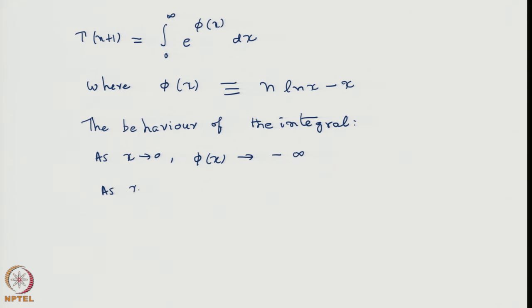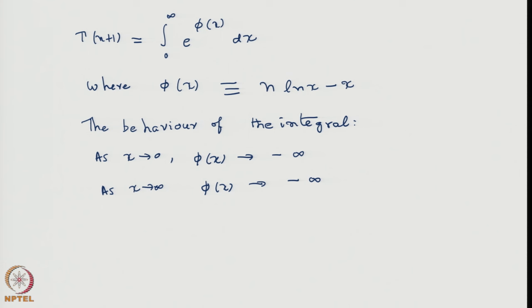At the other limit, as x tends to infinity, what happens to phi x? Now, ln of plus infinity is plus infinity. Minus of x, which also goes to infinity. So, it is basically difference of two infinities. Here we note that the logarithmic function diverges far more slowly as compared to an algebraic function like x. So x will always overtake log x, no matter what the value of n is, as x really goes to infinity. Hence, phi x again will tend to minus infinity as x tends to plus infinity.